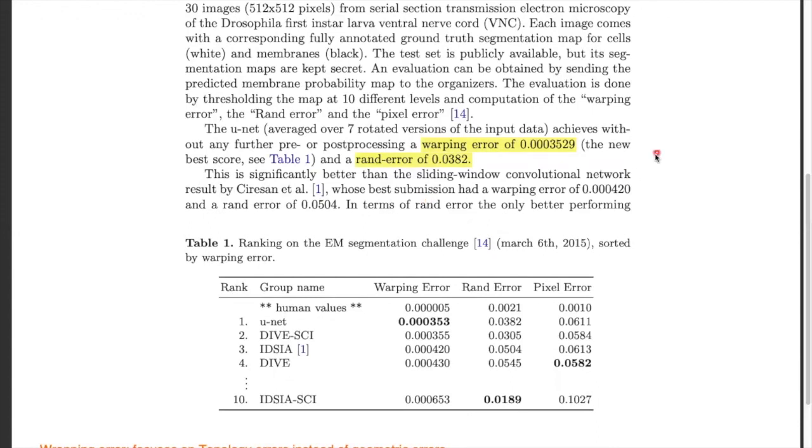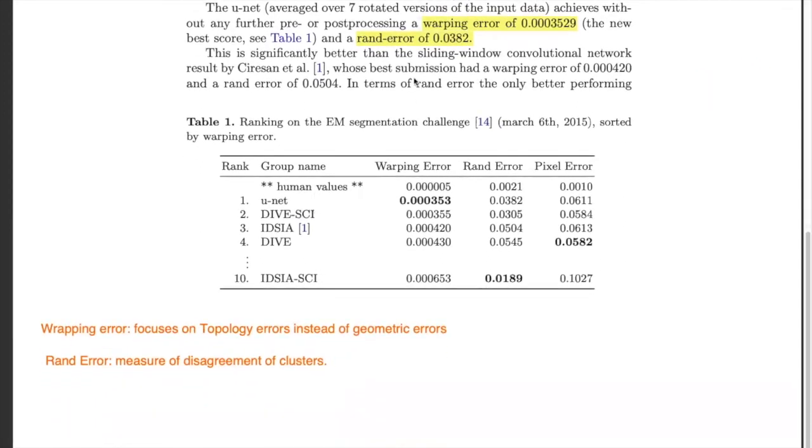So let's say you have a feature like this, and then you reconstruct it. If I can draw this again, this has very little warping error. But if you reconstruct it and then enclose it here, so you have this continuity here, then the warping error goes higher because it only focuses on the topological differences. Then you have your rand error, which basically focuses on the clustering aspects of the reconstruction: where most of the pixels are clustered.